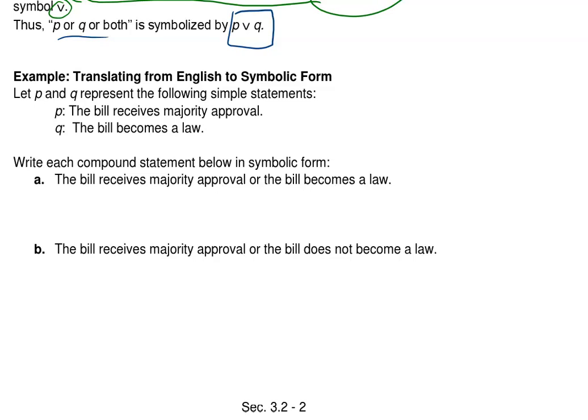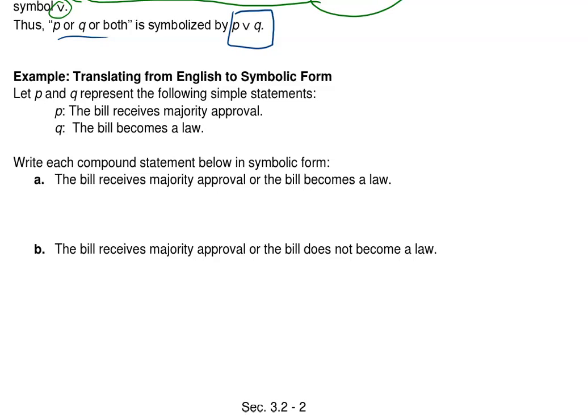So statement P is the statement, the bill receives majority approval. The first time I recorded this video, I started off saying the bills receive. And I made the joke that when I see the word bill, I just think of bills that I have to pay, right? And it's always plural because there's always many, many bills, right? But this is not talking about bills that you pay. This is talking about a bill in government, right?